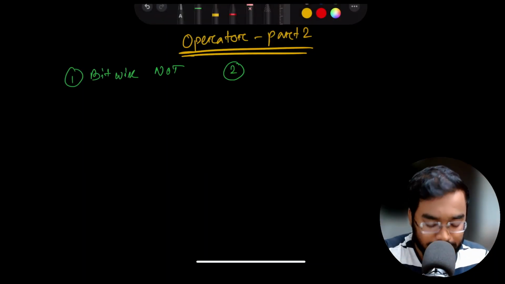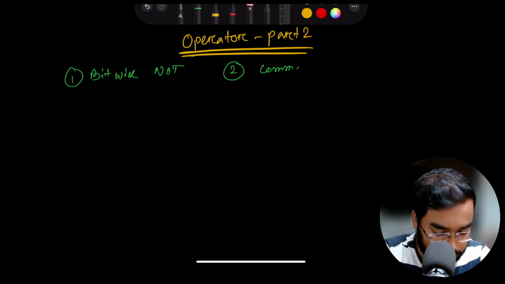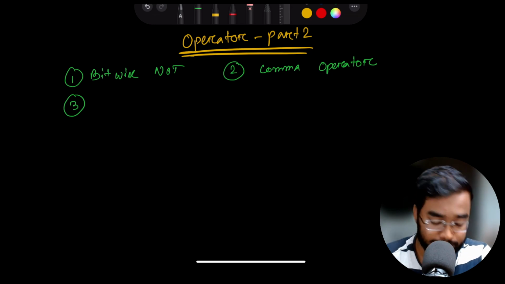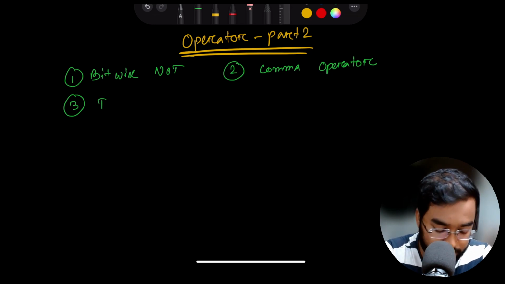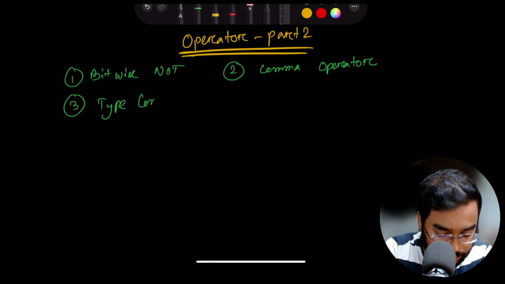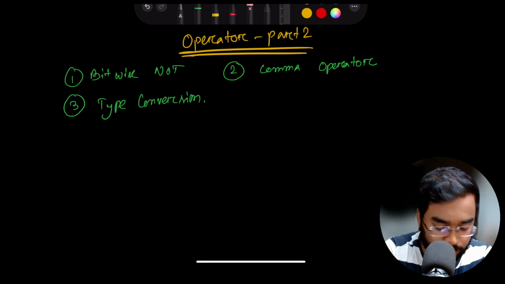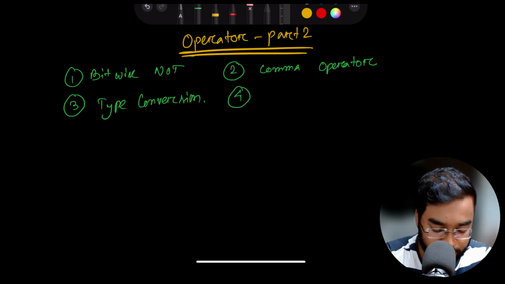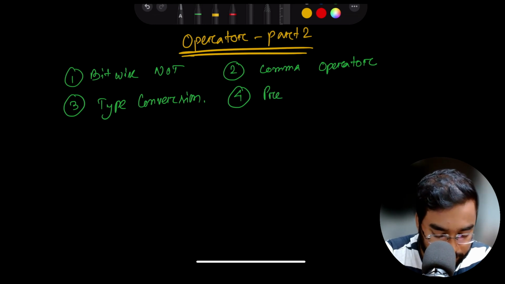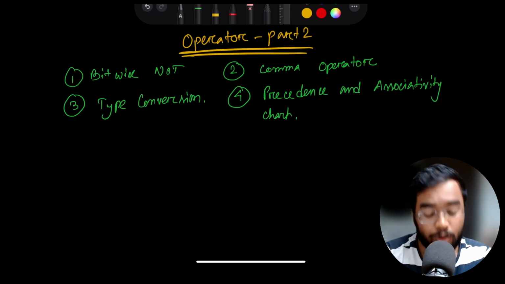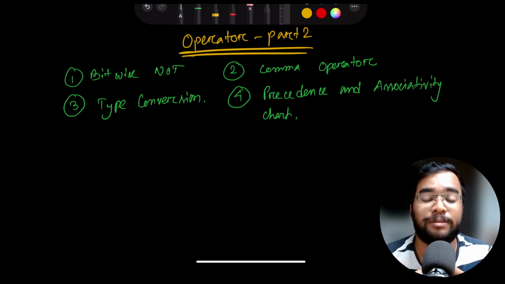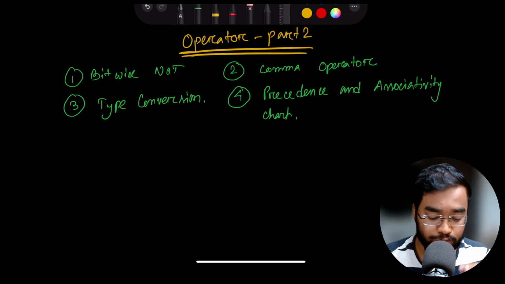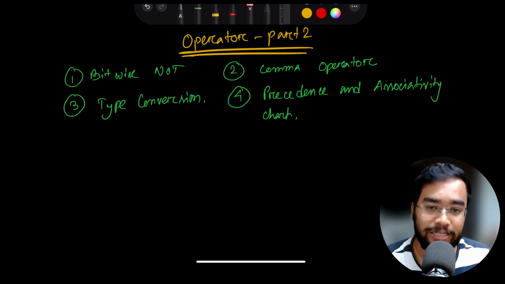So in this video, the topics we are going to discuss are: first, the bitwise not operator. The second is the comma operator. The third, the most important thing, the main topic of this second part, is type conversion. And the fourth part is also very important, which is the precedence and associativity chart, and also its application. We will be talking about various examples so that you can understand the chart and its application very well. Okay. All these things we are going to discuss, so this is obviously going to be a long video.